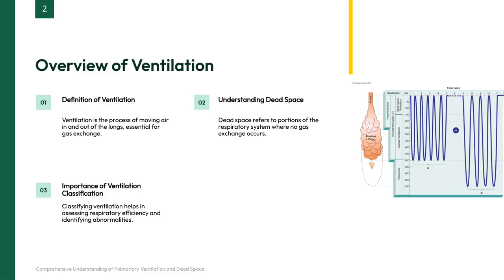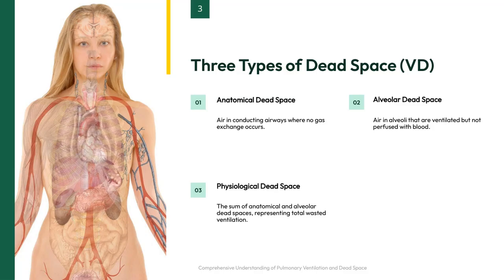Next, let's clarify what ventilation truly means. Ventilation is simply the process of moving air in and out of the lungs. This movement is essential because it ensures that oxygen reaches the blood and carbon dioxide is removed. Without proper ventilation, gas exchange can't happen effectively. So, in summary, understanding the overview of ventilation, including components like dead space, is fundamental in evaluating respiratory health and function.